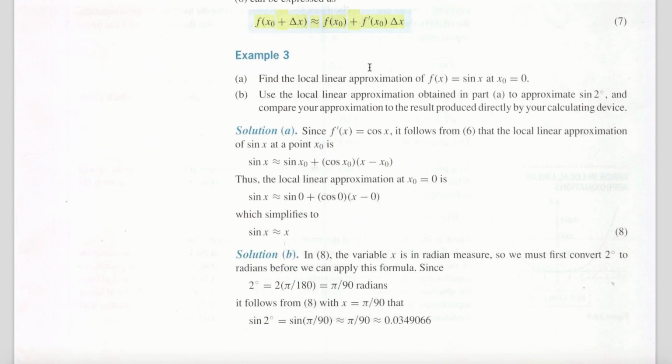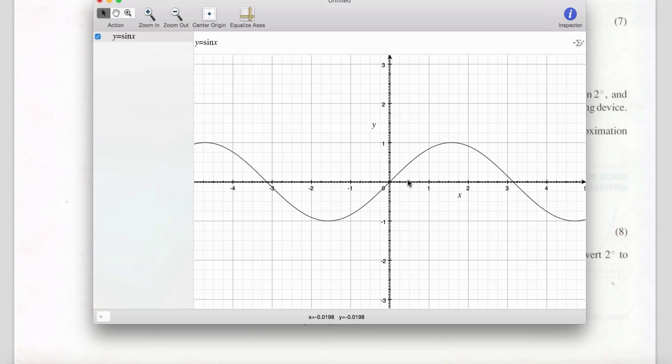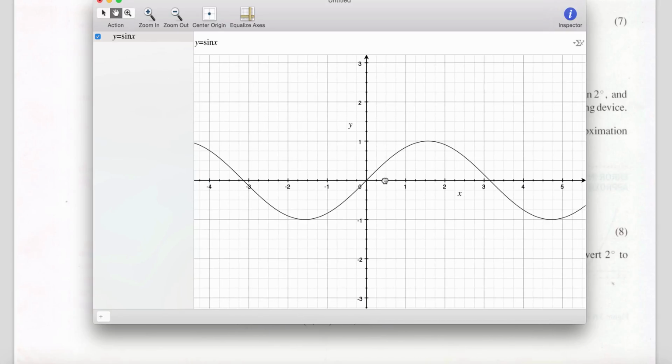So let's look at an example. Find the local linear approximation of f of x equals sine of x at x naught equals 0. Now what I've done is I've made a picture of the sine right here. And let's go ahead and grab this and center this as best we can here.